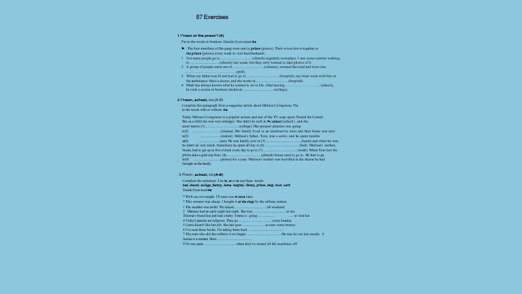Her greatest pleasure was going to the cinema. So, in blank number 2, we are going to use the cinema. Her family lived in an unattractive town and their home was next to the station. So, in the cinema and the station, they are talking about a specific cinema and a specific station.